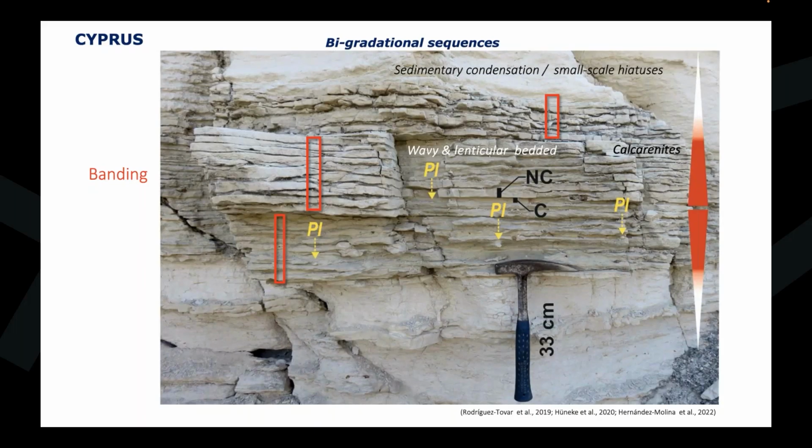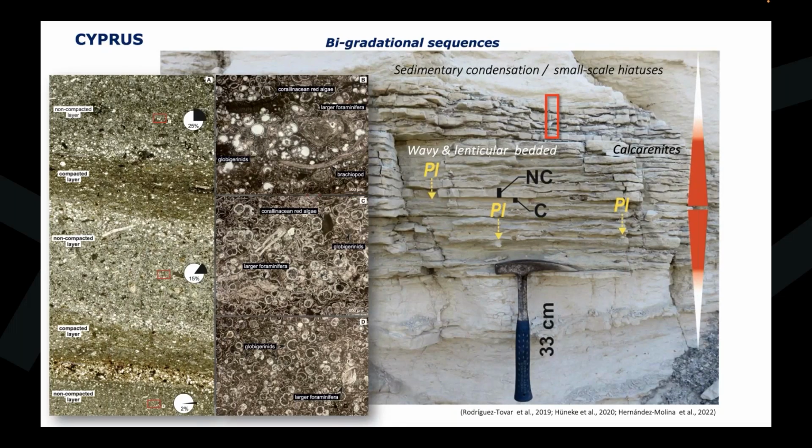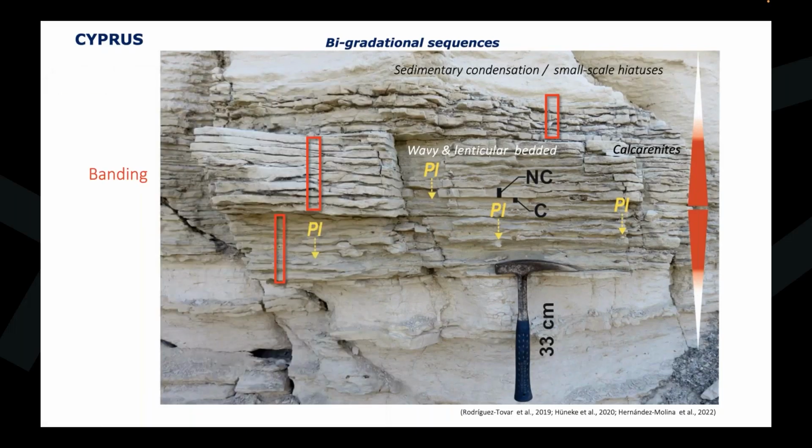There is much evidence of reworking and interruption of sedimentation, which is the key to having these sandier deposits. When you see the microfacies of these calcarenites, in this case more carbonate, they contain up to 98% foraminifera, especially in what we call the non-compacted layer, the more endurable layer here in the sample.